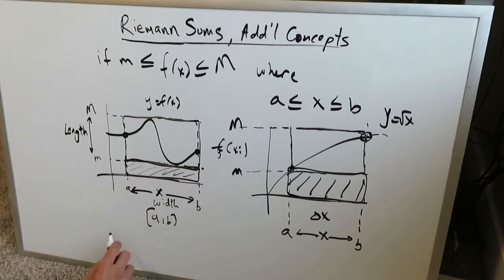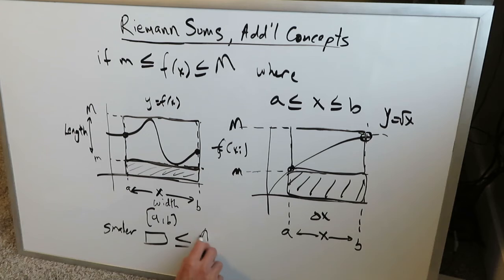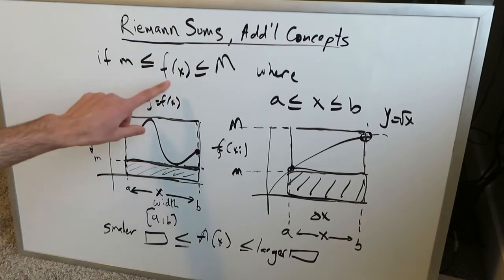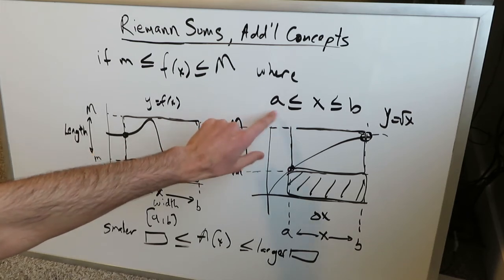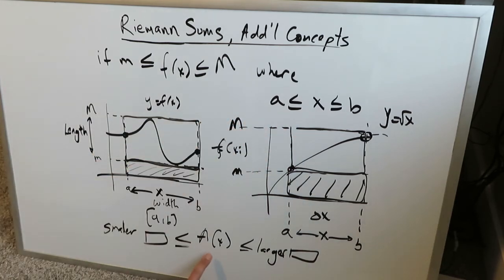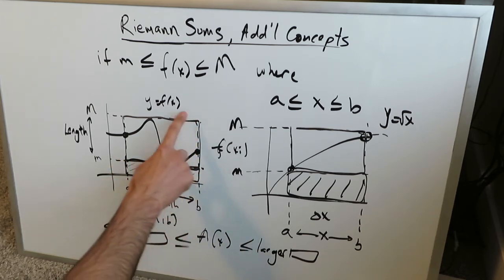So let's word it out: the smaller rectangle, and let's symbolize it like this, the area of our function, and then the larger rectangle. Let me say this in words so you know exactly what I'm talking about. For any function which has a minimum height and a maximum height within a given interval defined by a and b, the estimated area can be no smaller than the area of the smaller rectangle, and no larger than the area of the larger rectangle.